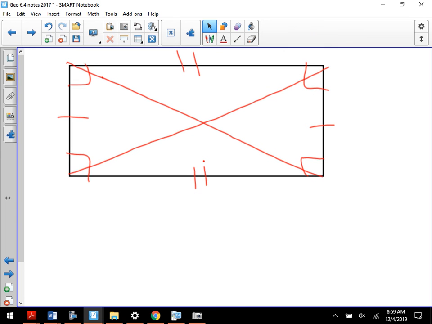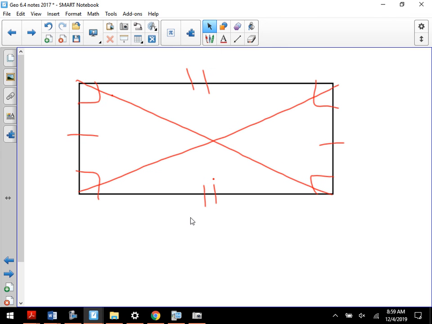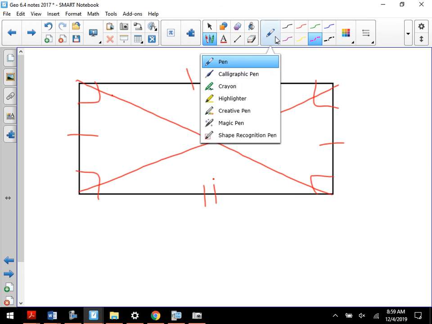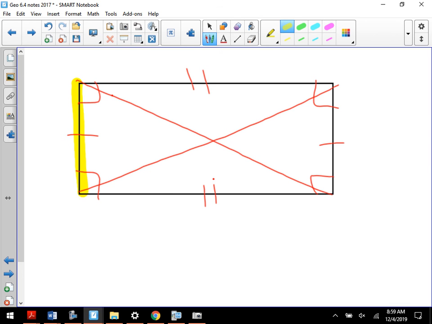So if you put your pencils down for a second, what I want you to see is, if I highlight this, what kind of triangle is that? It's a right triangle. Now, if the sides, let's say this is 6 and this is 8, what would you do to find that length? Pythagorean theorem, right? Is that diagonal a hypotenuse or a leg? The hypotenuse, because it's across from the right angle.